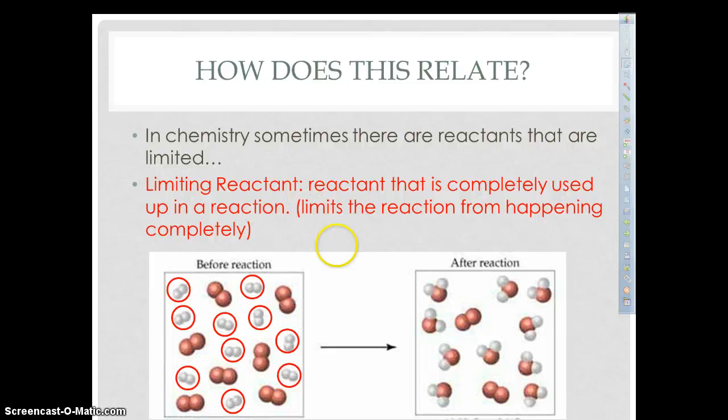Okay, so limiting reactant, again, the thing you completely use up. Think of it like kind of the weakest link in a chain. It's the thing that you don't have enough of. Once it's used up, your reaction's done, so you can't make any more product. That's the thing that's going to hold you back.